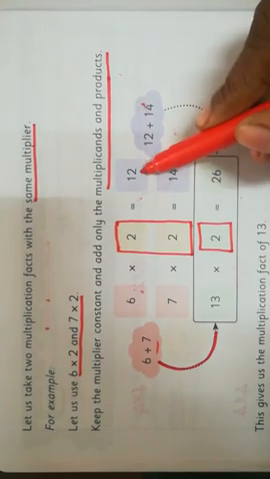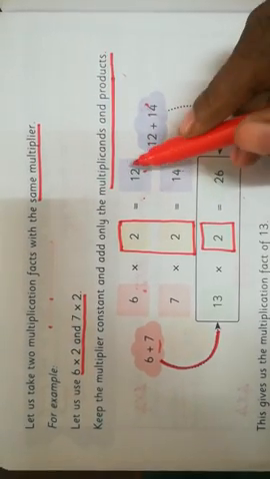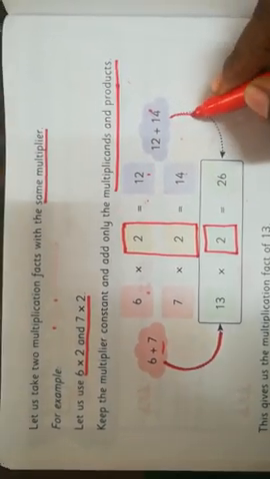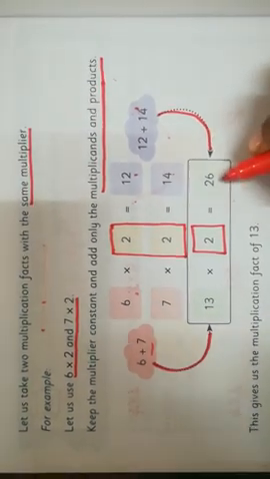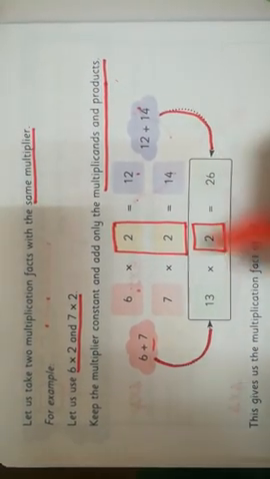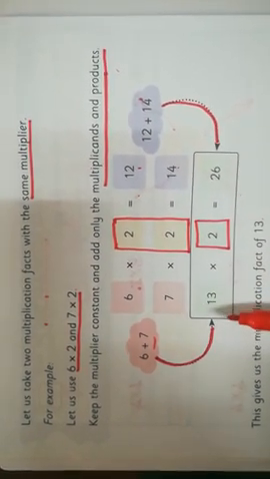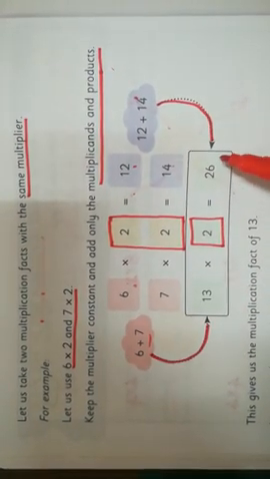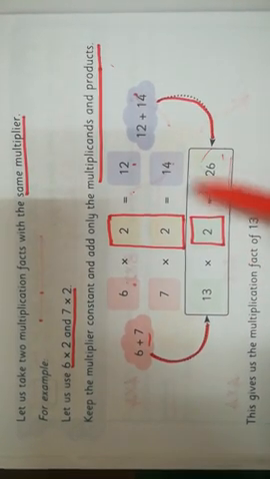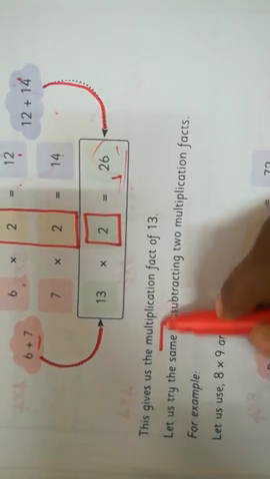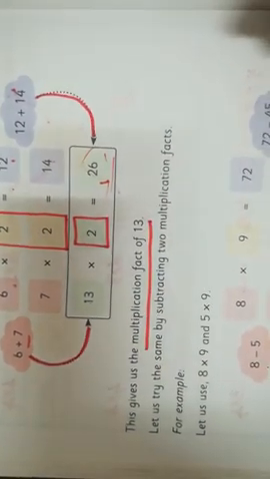Then here answers are 12 and 14. We have to add the two numbers. 12 plus 14 we get 26. So then we are finding the new multiplication fact. 13 2s are 26. This is the answer for this multiplication fact. This gives us the multiplication fact of number 13.